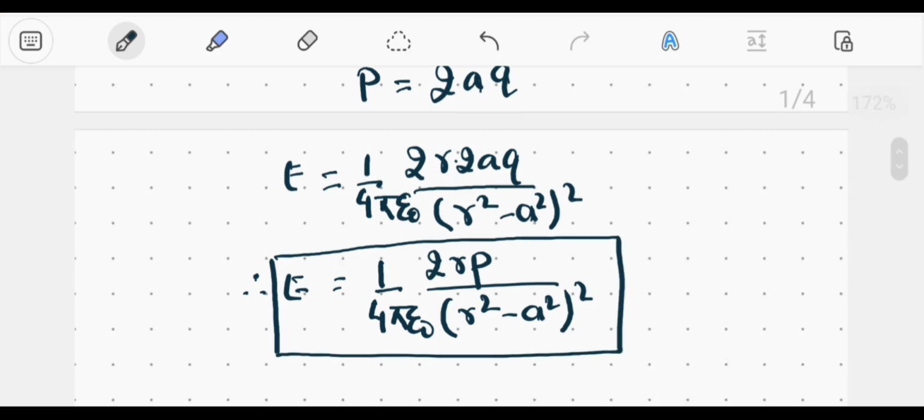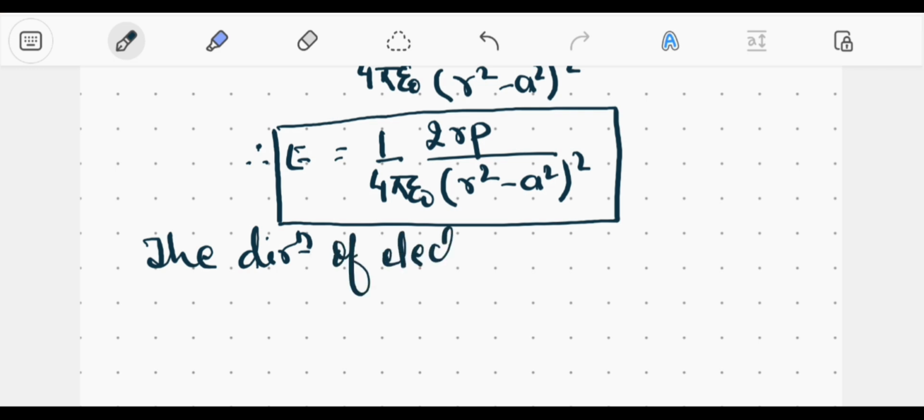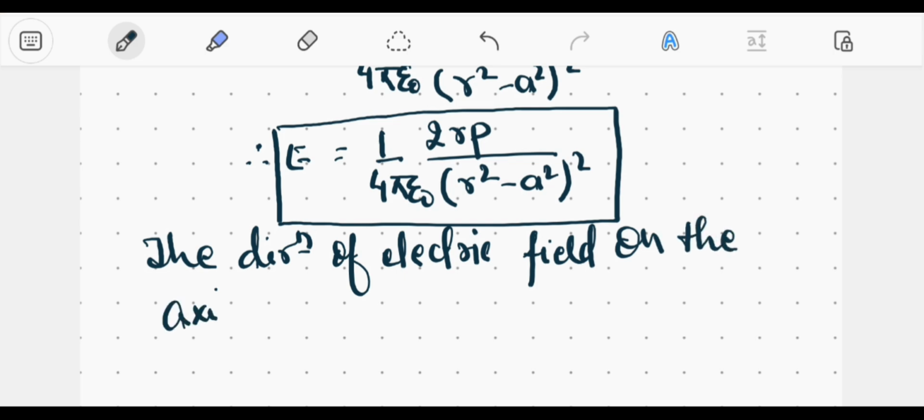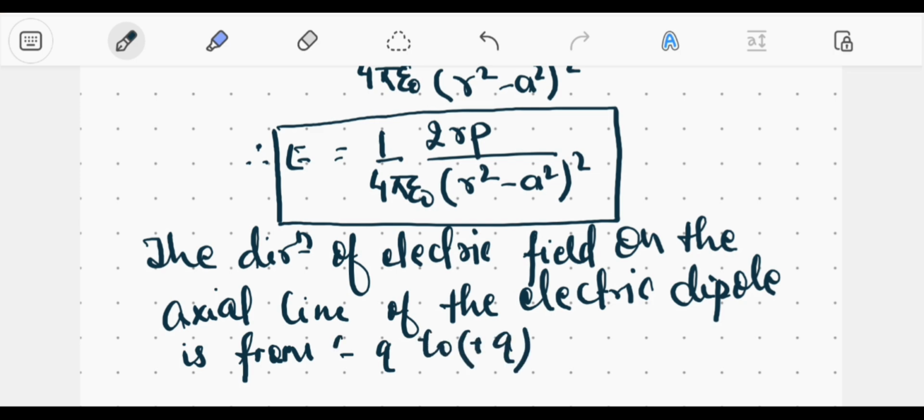Now students, what will be the direction of it? The direction of electric field on the axial line of the electric dipole is from minus charge to plus charge. We have already discussed it in the previous video.